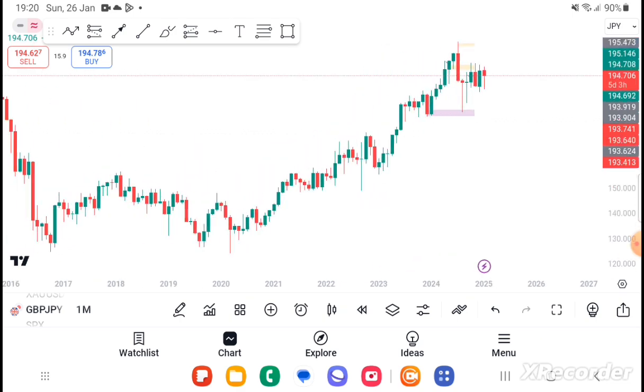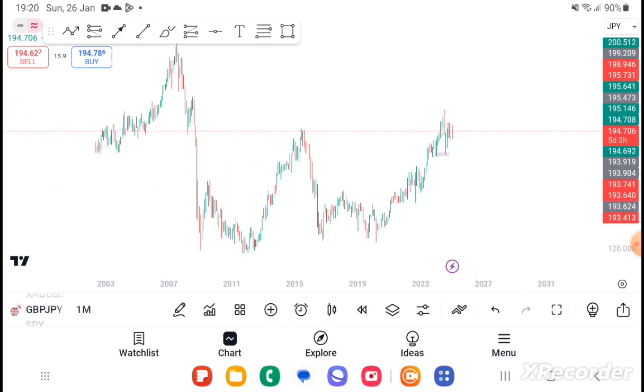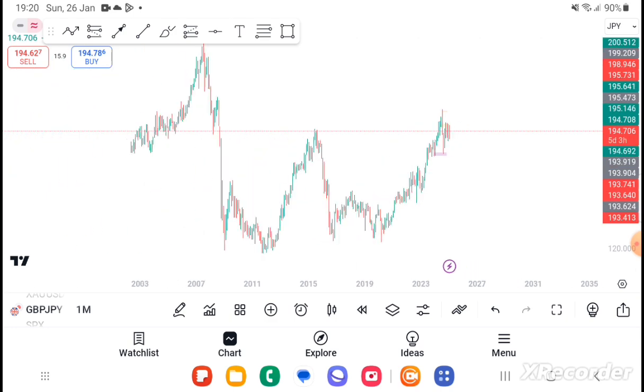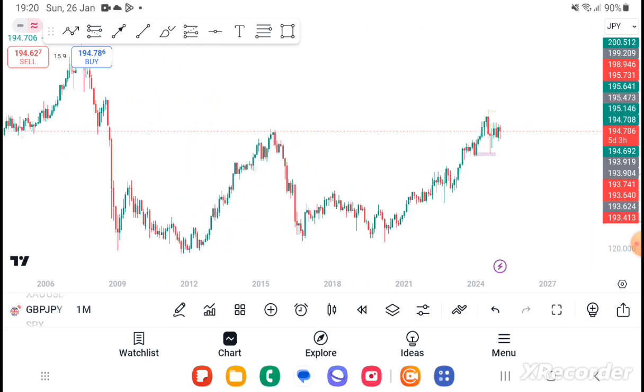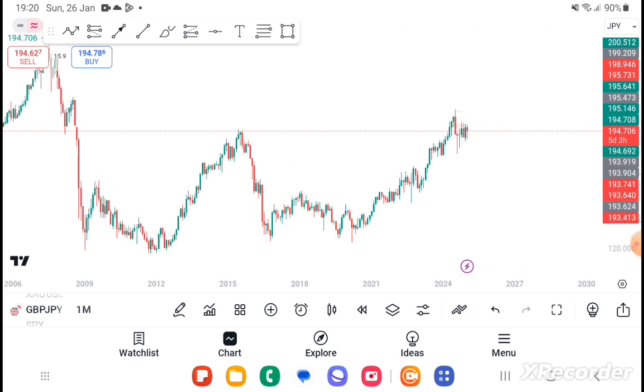Okay, so for this pair, as you can see, it is bullish. Okay, and we are currently looking at a monthly time frame. So GBP is bullish on the monthly time frame. So let's get right into some analysis. On the monthly time frame, we are bullish. You can see consistent break of structures to the upside. So it's a no-brainer.